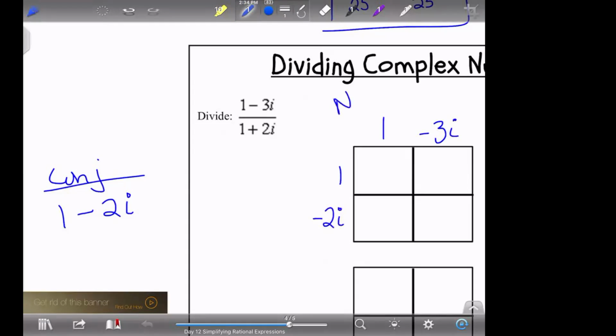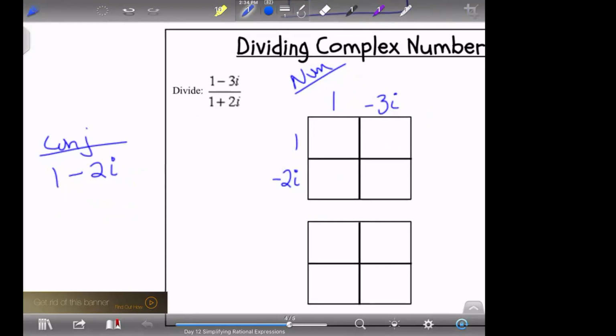So for the numerator, I originally had 1 minus 3i, and I'm going to multiply it by the conjugate 1 minus 2i. For my second box, I'm going to multiply the original denominator, 1 plus 2i, by the conjugate 1 minus 2i.